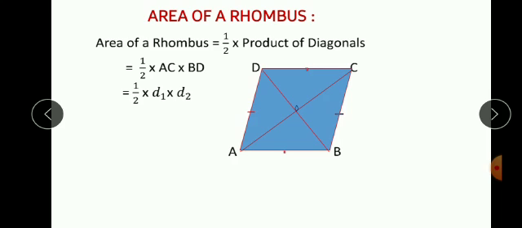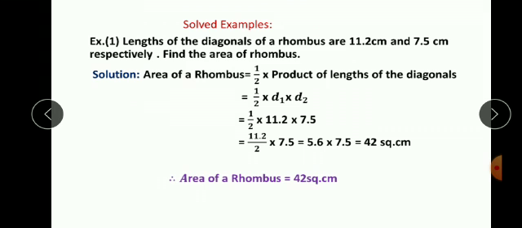Half into product of diagonals. There are two diagonals. Which are the diagonals here? That is equal to half into AC into BD. AC is one diagonal and BD is one diagonal. So half into AC into BD. That is equal to, let us name those diagonals as d1 and d2. So what is the formula for area of rhombus then? Half into d1 into d2. In this way, let us see some solved examples from your textbook.